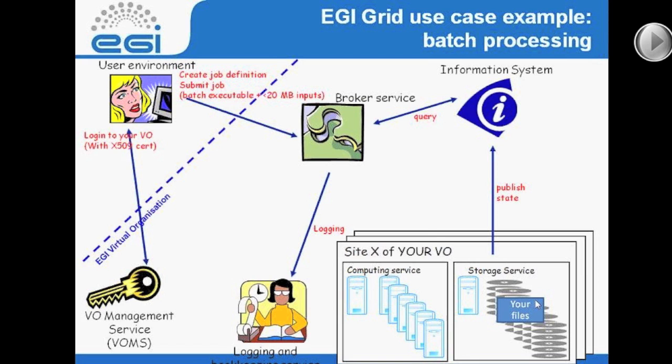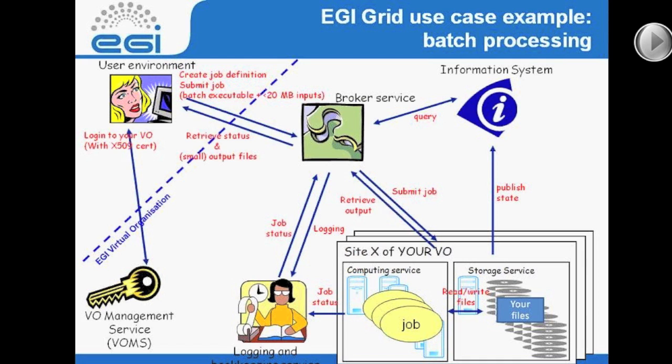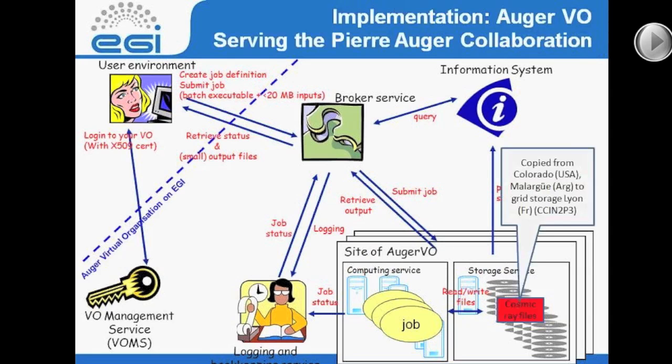It uses a logging and bookkeeping service to make a record of this selection and then submits the jobs onto the different computing sites. The jobs can start up as batch computing processes and can read and write files in the different storages of the VO. And once the jobs are finished, the job status is logged, recognized by the broker service, recognized by the user, and then the final output is retrieved and picked up by the user through the user environment. Typically, again, only small files are transferred from the sites to the user environment, and large files stay in the grid on storage services.